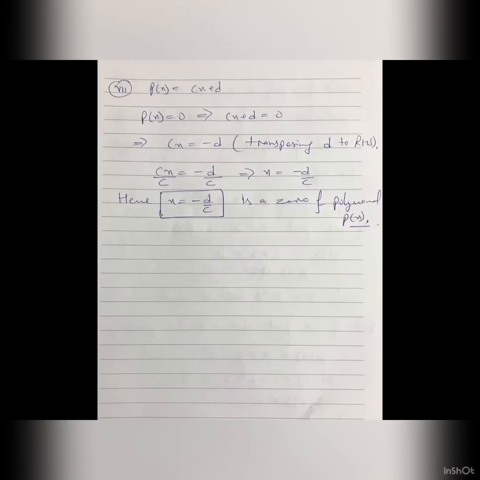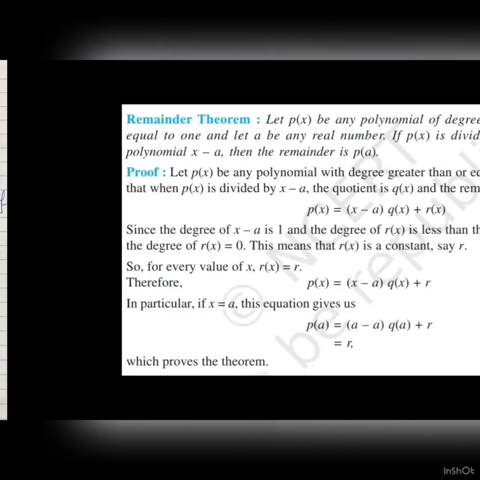If p(x) is given as cx plus d, the first step is the same. Equate p(x) is equal to 0. Now cx plus d is equal to 0. So cx is equal to minus d, transposing d to the right hand side. Now dividing both sides by c, we have x is equal to minus d upon c. Therefore x is equal to minus d upon c is the zero of the polynomial p(x).